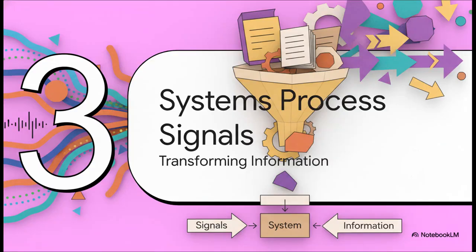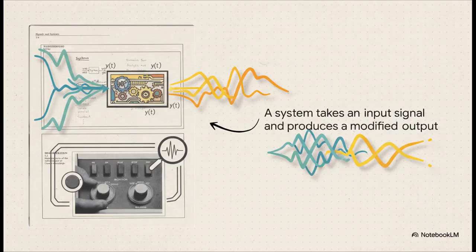Okay, so we've got our signals. That's our raw information. But how do we actually do anything with them? Well, for that, we need the second hero of our story, systems. The easiest way to think of a system is like a recipe that transforms information. And this simple diagram basically tells the whole story. You've got an input signal, your X, going into this box we're calling a system. And what comes out the other side is a brand new modified output signal, Y. The system is just the process in the middle that does all the work.